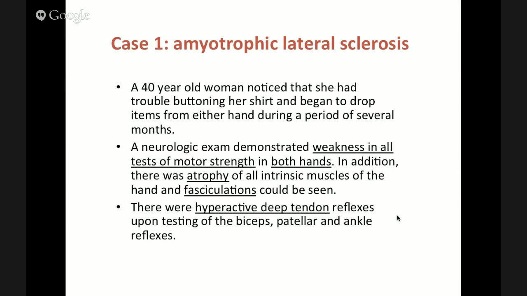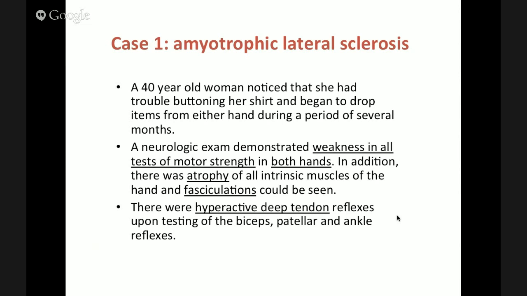So in the first case, this is a case of ALS. We have a 40-year-old patient. She had trouble doing fine motor skills. She couldn't button her shirt. She began to feel she was very clumsy, dropping items. And this had been going on for several months. She had weakness in all the tests of motor strength in both of her hands, as well as apparent atrophy of all the intrinsic muscles of the hands. Fasciculations could be seen in the intrinsic muscles.